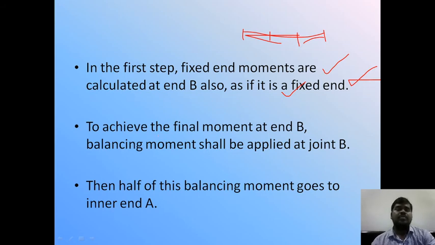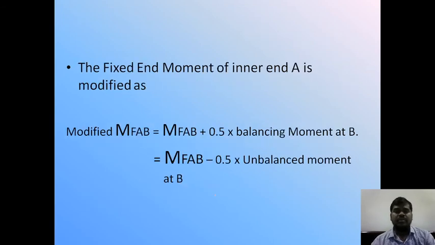To achieve the final moment at B, a balancing moment shall be applied at joint B. This is already studied in slope deflection and also in the moment distribution method. This is a slight change to the moment distribution method. So what has to be done? Half of this balancing moment goes to inner end A. So rather than knowing these statements, let us go to the formula.